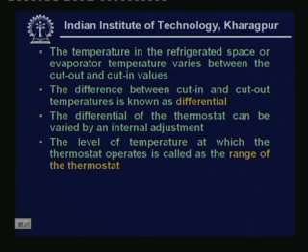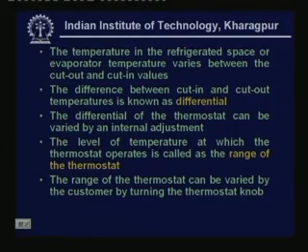And the level of temperature at which the thermostat operates is called the range of the thermostat. So you have the difference between cutout and cut-in temperature, and you also have the absolute values of these temperatures. For example, in the example I have discussed just now, 9 degrees and 10 degrees are the levels at which the thermostat switch is operating. So this is known as range. Okay, 9 and 10 degrees, right?